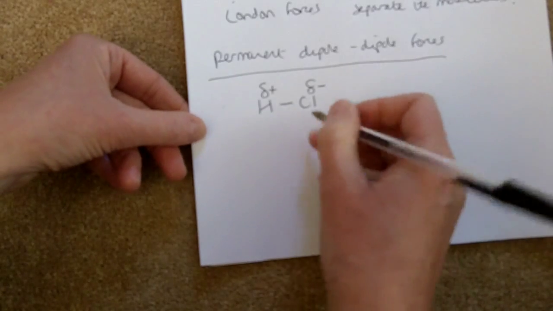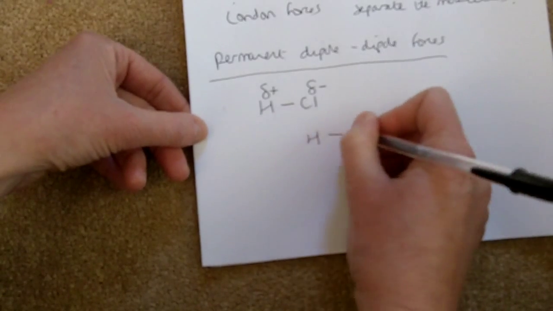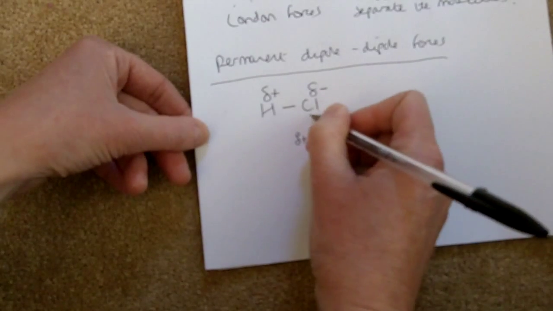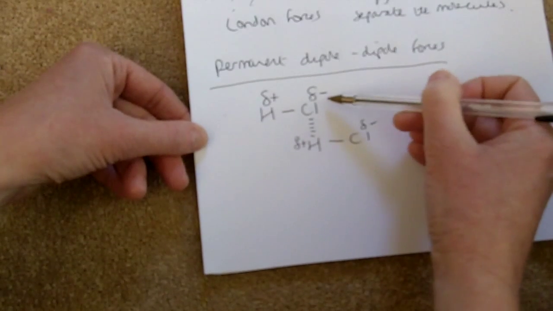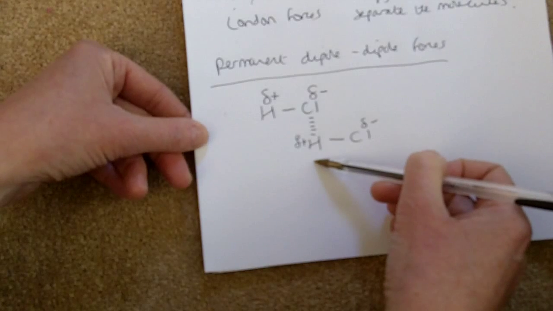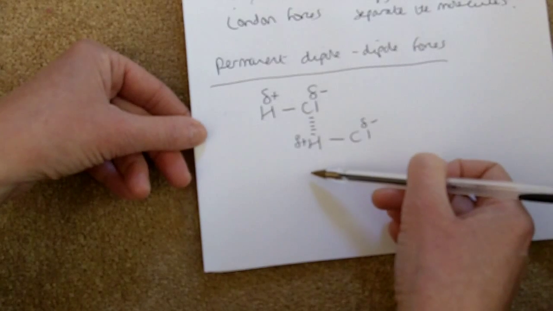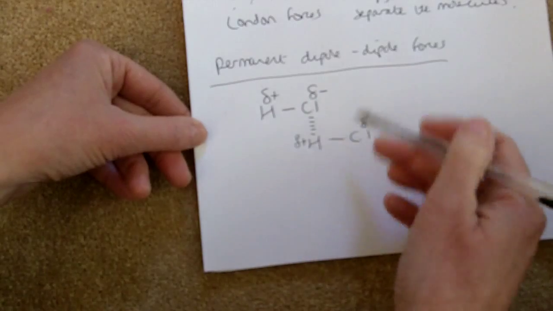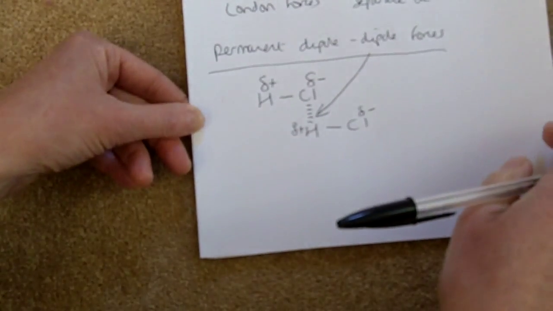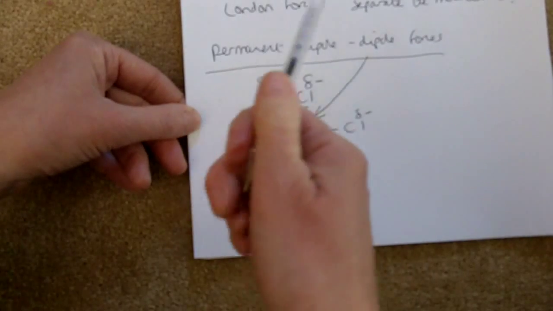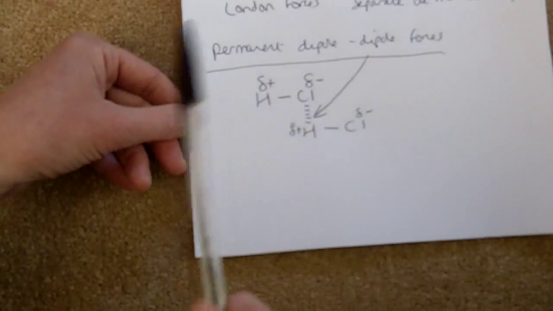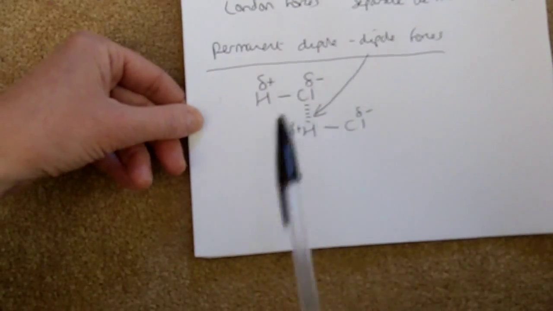instantaneous, it's always there. And if you take another HCl molecule, slightly positive, slightly negative. There is an attraction between the slightly negative atom on one molecule and a slightly positive one on the other, and that is called a permanent dipole-to-dipole interaction. That is stronger than van der Waals forces, stronger than the induced dipole-to-dipole interactions because it is permanently there.